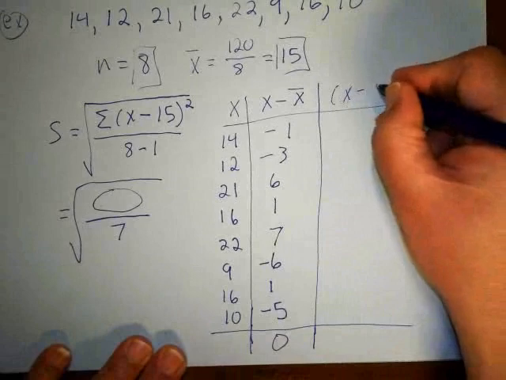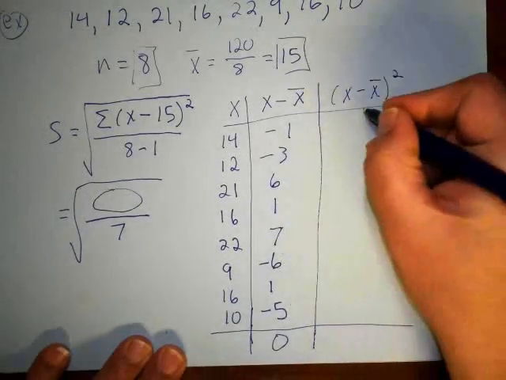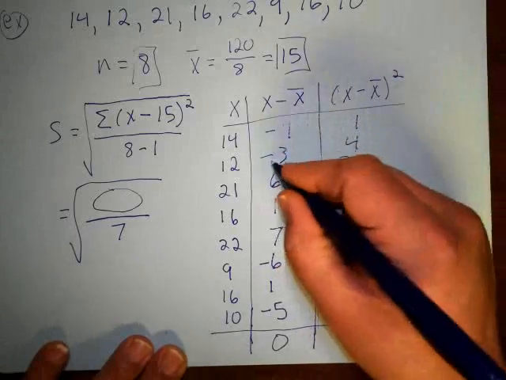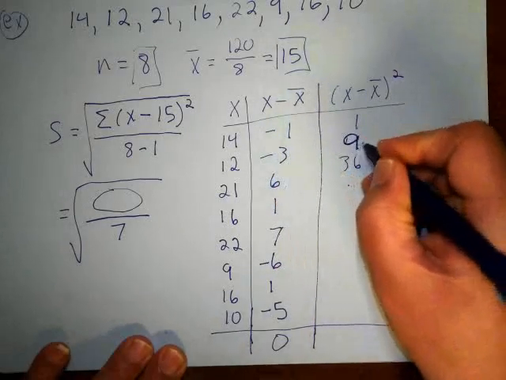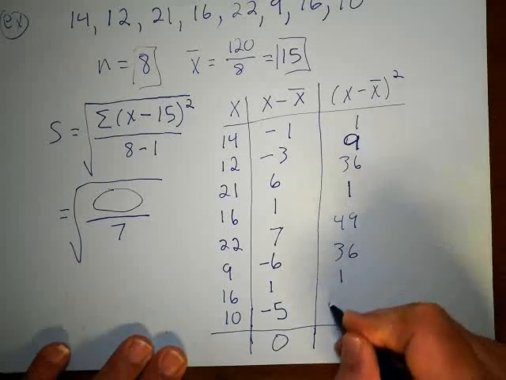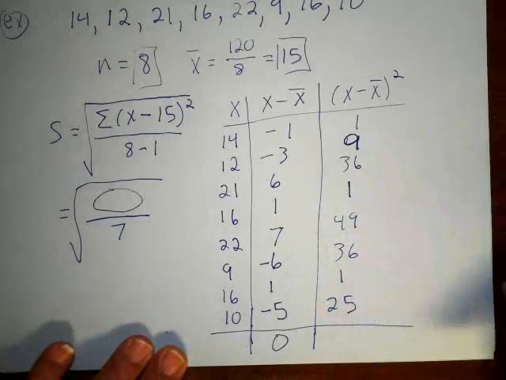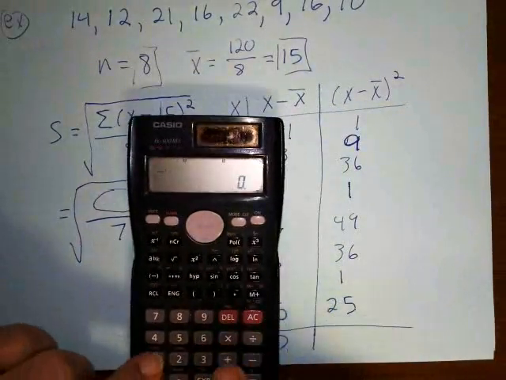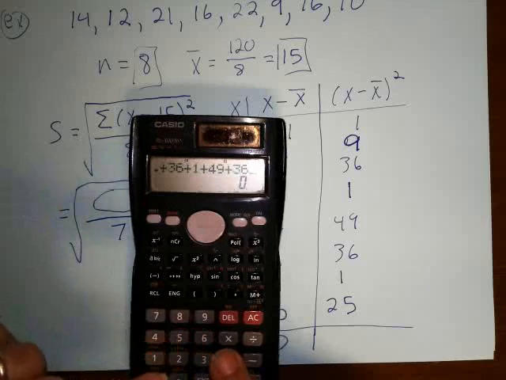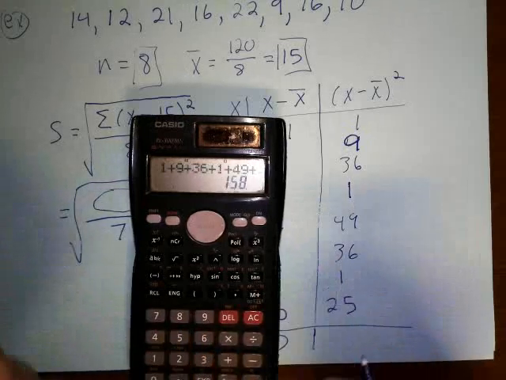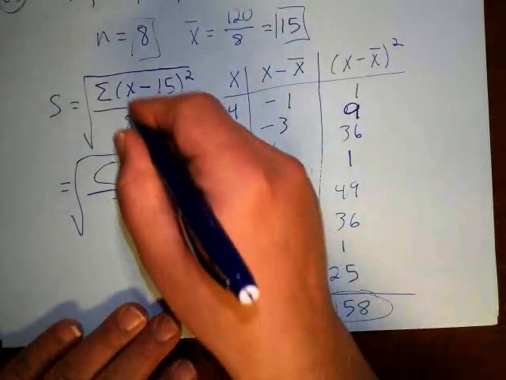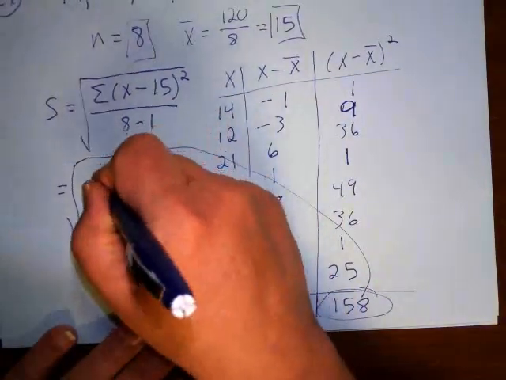And so now the final column, I'm going to square each one of these. So 1, 9, 36, 1, 49, 36, 1, and 25. So now I add these up here: 1 plus 9 plus 36 plus 1 plus 49 plus 36 plus 1 plus 25. And they all add up to 158. And this sum is what goes in for that top portion. So I fill in my circle with 158.